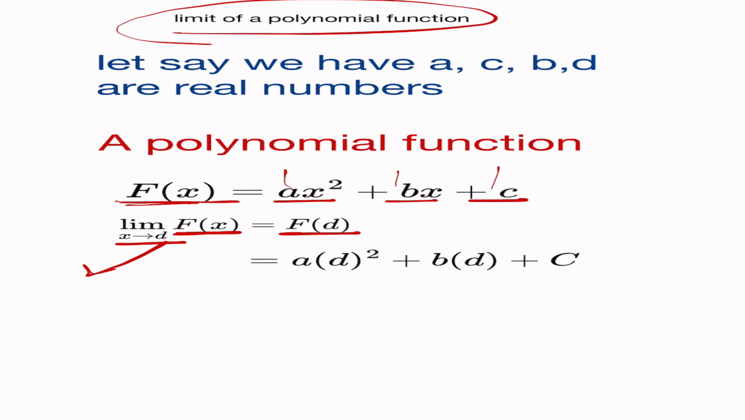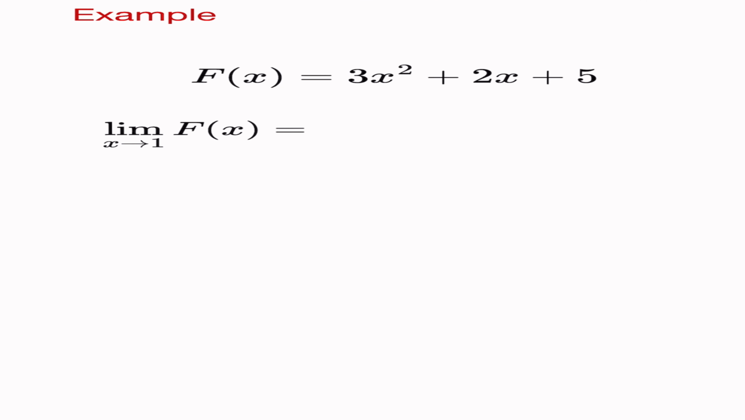So as long as d is a real number, if you plug in d here instead of x, you just write down d, right? So here a d squared plus bd plus c. So let's look at an example that will give us a clear view of our concept. So let's say we have f of x equal 3x squared plus 2x plus 5, right? So x approaching to 1, 1 is a real number, so we can just simply write it down. X approaching to 1, the limit of f of x is just simply f of 1.